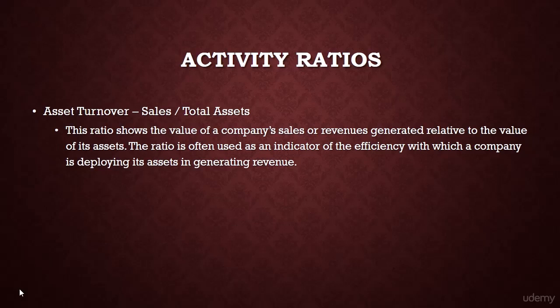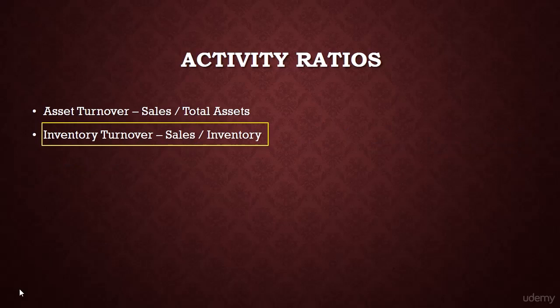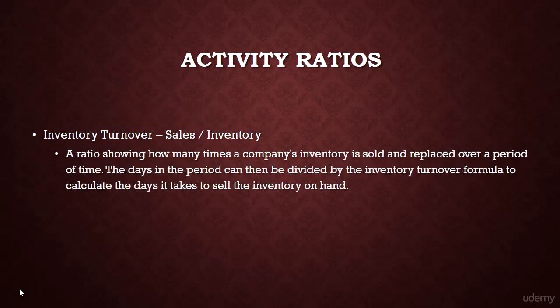to generate revenue. So basically, are the assets that we have that we bought, all the inventory and the plant, the property and the equipment and the cash we're putting in, is it turning into revenue for us? And next we have our inventory turnover, which is sales divided by inventory. And this ratio just shows how a company's inventory is sold and replaced over a period of time. Is our inventory turning into money for us, or is our inventory sitting on the shelves and not making money for us as it should be?